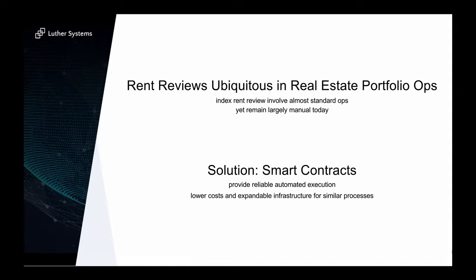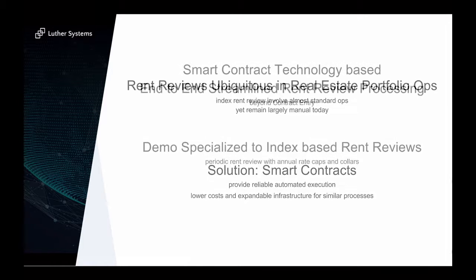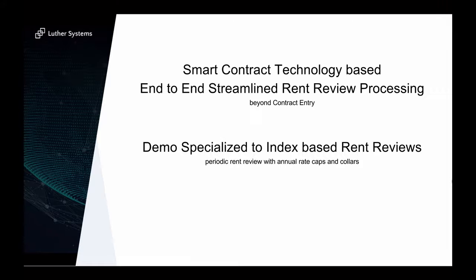Luther's smart contracts provide a seamless, reliable, automated execution of the end-to-end rent review process. These smart contracts are backed by blockchain technology and provide considerable cost savings and a vastly repeatable and expandable infrastructure for similar processes. In this demo, we demonstrate how a user enters the details of a lease contract agreement once. The smart contract then automatically generates the entire schedule of events and executes the entire contract.